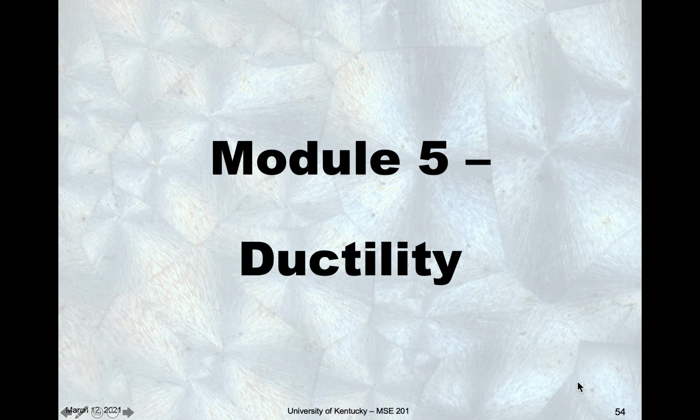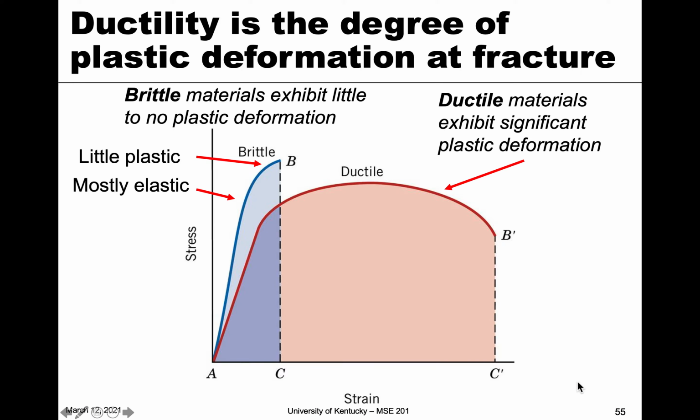All right, so I want to continue talking about plastic properties of materials, and in this case, we're going to talk about what's called ductility. In general, ductility is a measure of plastic deformation at fracture. And that refers to how much it changes shape, right? So that's going to be strain.